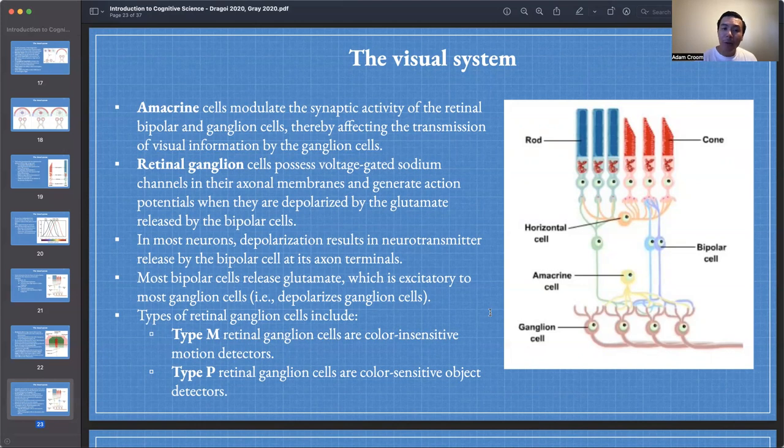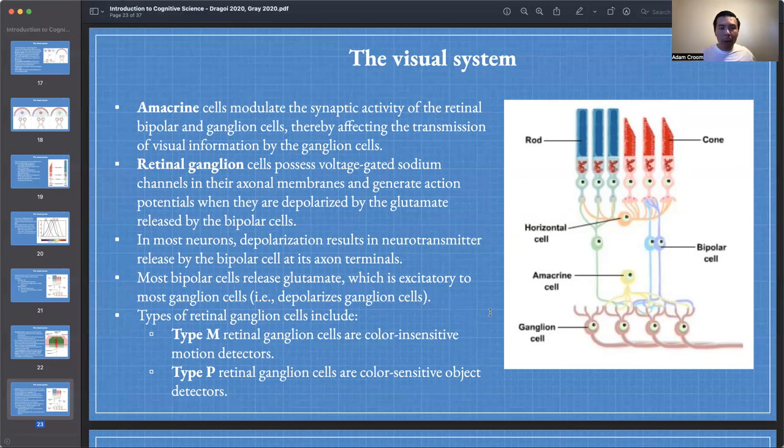And types of retinal ganglion cells include at least the following two: type M and type P. Type M retinal ganglion cells are color insensitive motion detectors, whereas type P retinal ganglion cells are color sensitive object detectors. So type P are great at detecting objects and are sensitive to color. Type M are not so sensitive to color, but pick up on motion.